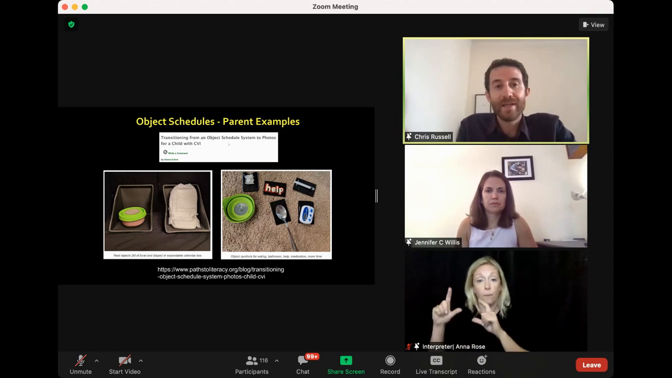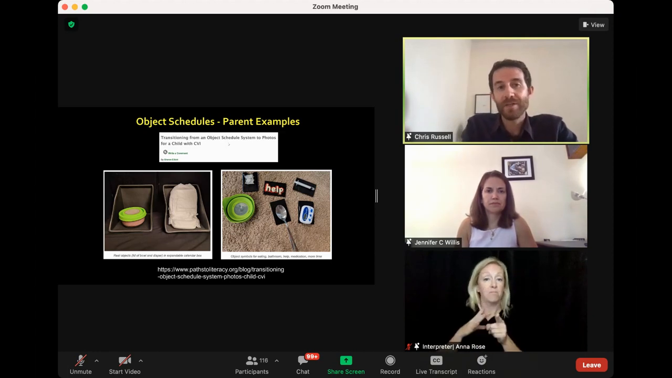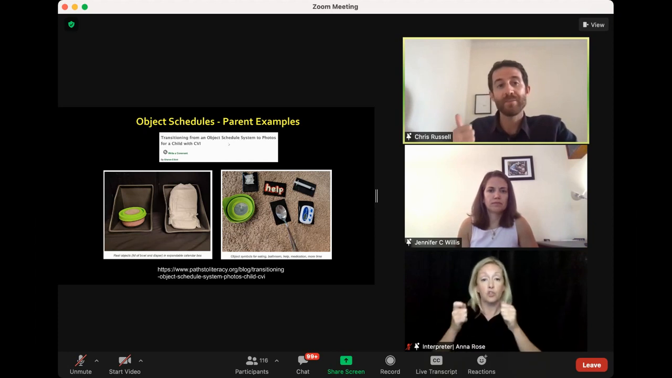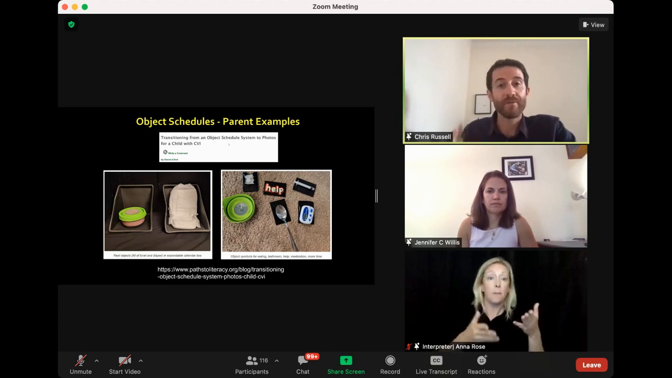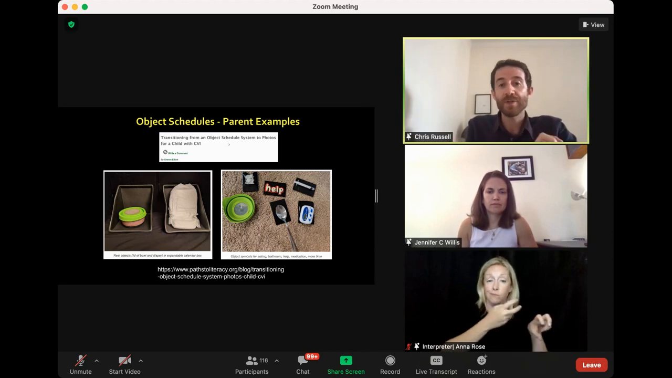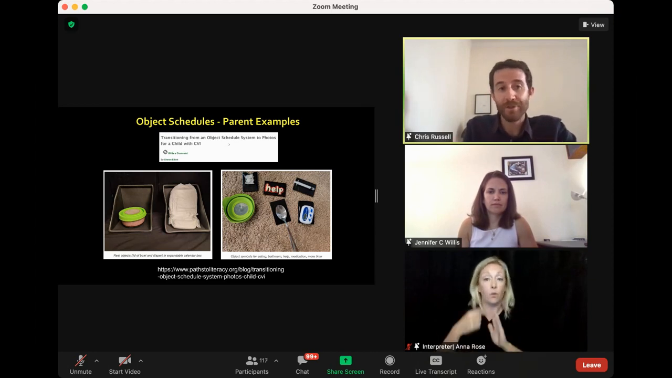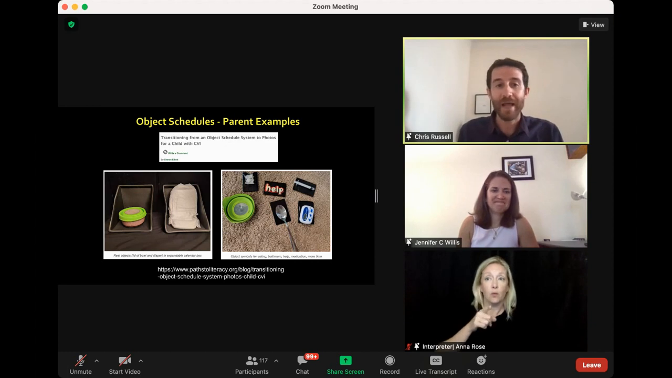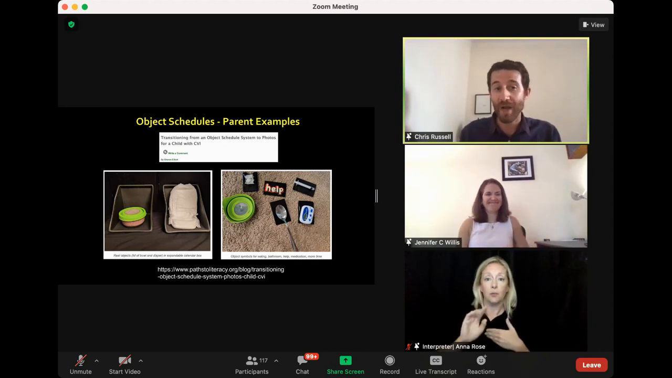What I really like is that it shows how a communication system transforms as the child makes progress both visually and in terms of their expressive communication. So we start with just a basic object schedule. On the left there in the picture, you're seeing those kind of wildly overpriced American Printing House for the Blind calendar boxes. They're really just foam boxes.